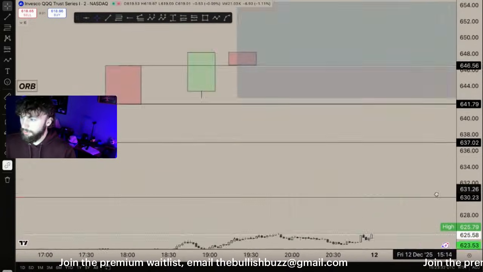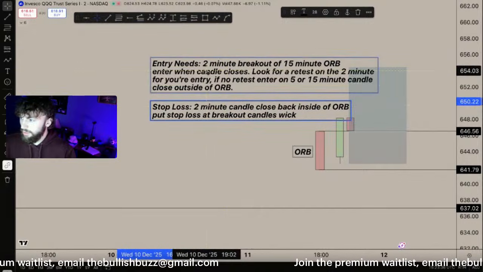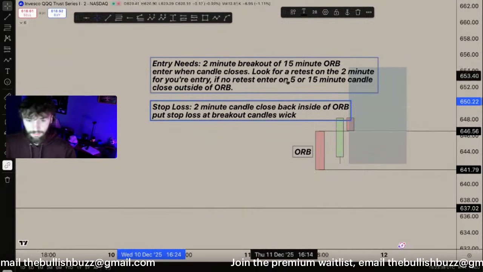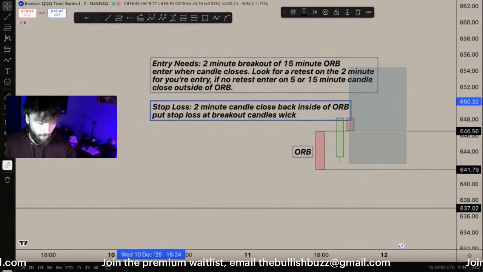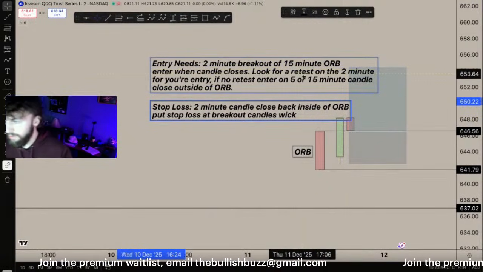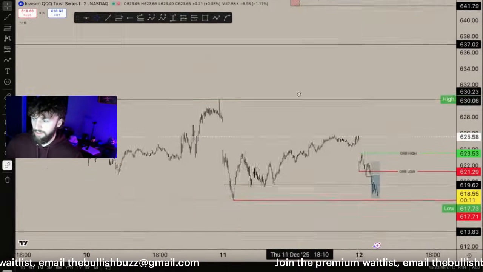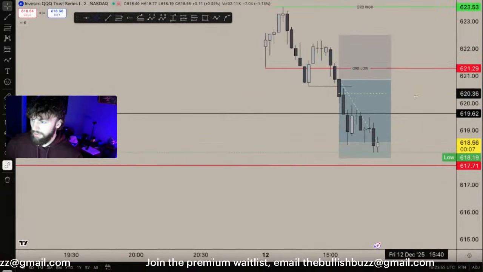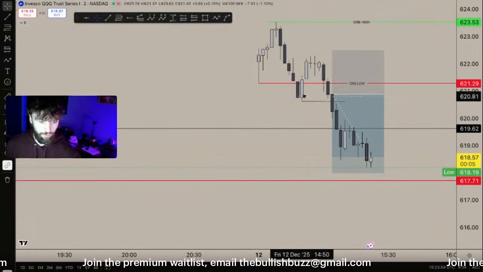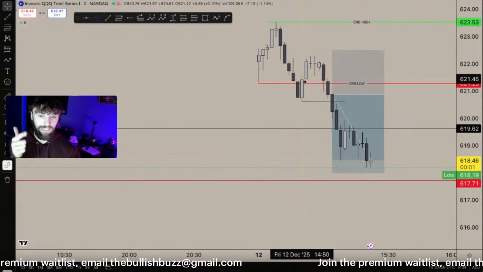Okay, so let's go over the rules again. Entry needs a 2-minute breakout of the ORB. So we establish our ORB, those are the high and low numbers, right? Then you look for a retest on the 2-minute time frame for your entry. If no retest, 5-minute or 15-minute is when you enter. So look, we did this a little bit different. We messed it up here. We got the break, cool, that's step one. But we didn't get the retest.